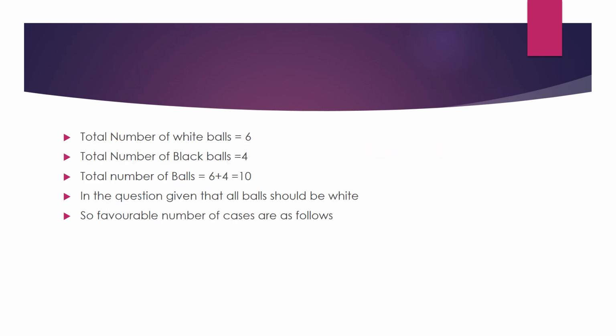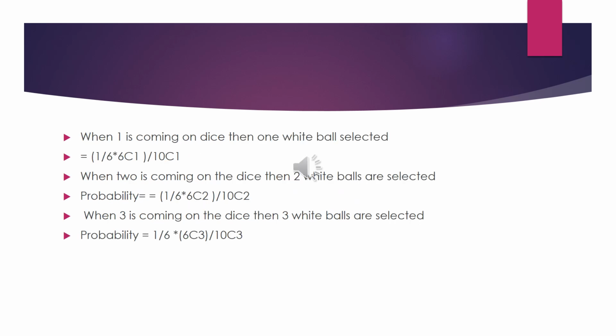Total number of white balls equals 6, total number of black balls equals 4, total number of balls equals 6 plus 4 equals 10. In the question it is given that all balls should be white, so the favorable cases are as follows. When 1 is coming on the dice then 1 white ball is selected. Probability equals 1/6 × 6C1/10C1. When 2 is coming on the dice then 2 white balls are selected.